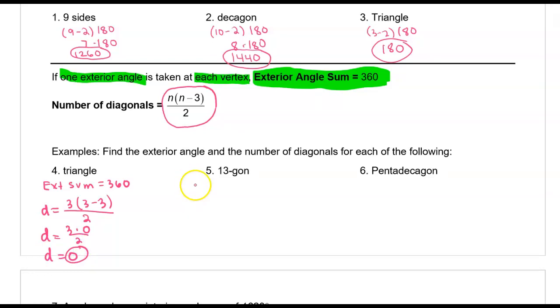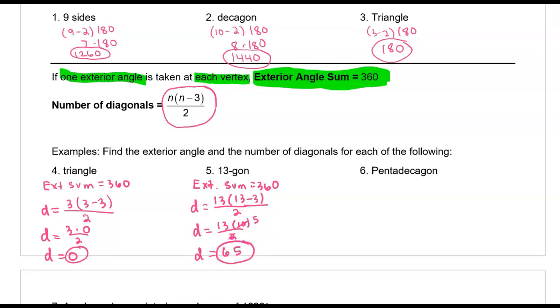Number 5, the exterior angle sum of a 13-sided polygon is also 360 degrees. To find the number of diagonals, I'm going to calculate 13 times 13 minus 3 divided by 2. So that would be 13 times 10 divided by 2. 2 cancels with 10 and leaves a 5. So 13 times 5 is 65. There are 65 diagonals in a 13-sided polygon.